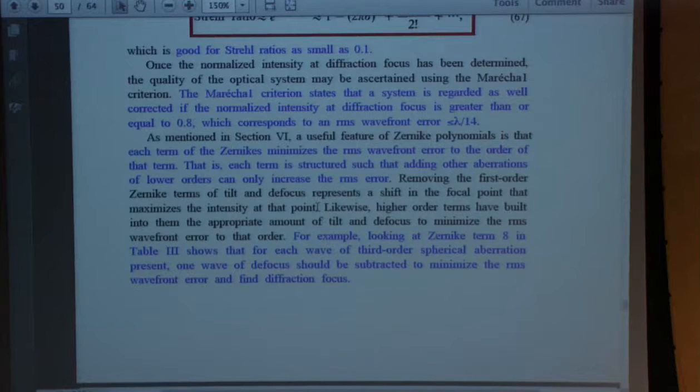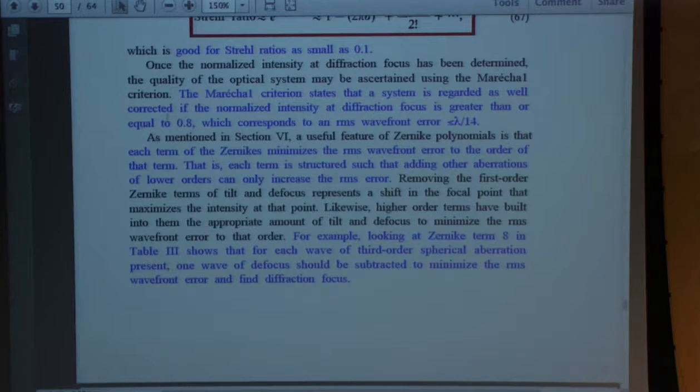Well, when is a system good? What Strehl ratios are reasonable? There's an old criterion by Maréchal, who was a professor at the Institut d'Optique in France, who says that a system is regarded as well corrected if its normalized intensity at diffraction focus is greater than or equal to 0.8. And that corresponds to an RMS wavefront error of lambda over 14.